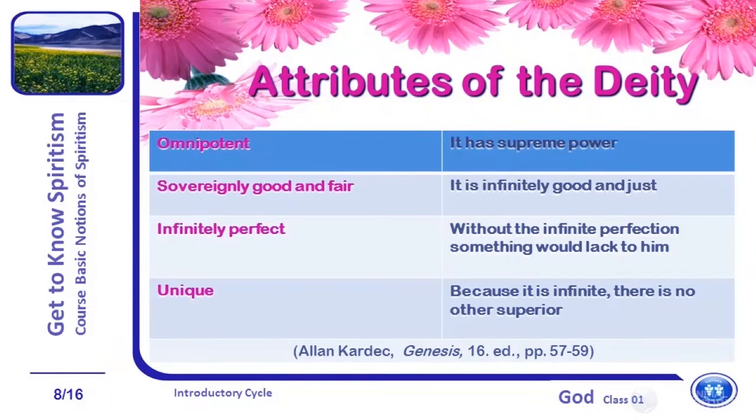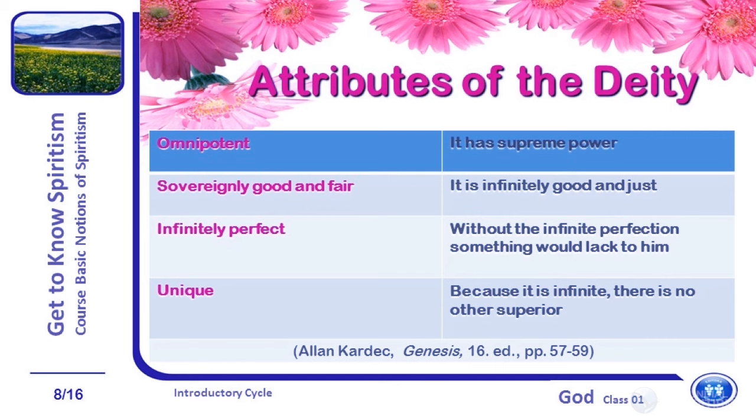Infinitely perfect. Of course, God must be perfect. Otherwise, something could be better than God or could be more perfect. So without the infinite perfection, something would lack to him. So God could be better. So we imagine God as this infinite perfection, unique. So God is just one, otherwise, one could be different if he was more than one.